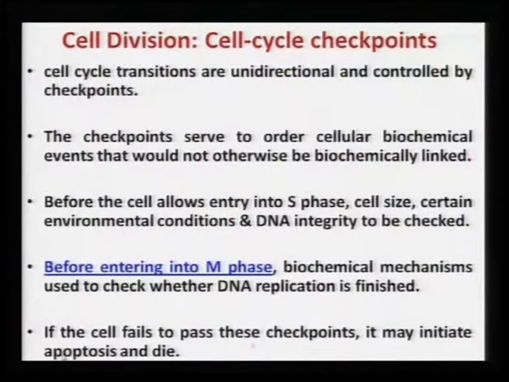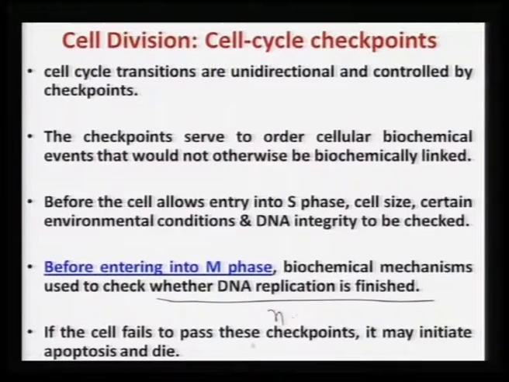Now, before the cell allows entry into S phase, cell size, certain environmental conditions and DNA integrity are to be checked. Similarly, before entering into M phase, biochemical mechanisms are used to check whether DNA replication is completed. DNA replication is completed means n number of DNA should go to 2n. Okay. If the cell fails to pass these checkpoints, it may initiate apoptosis and die. That I have been mentioning several times now.